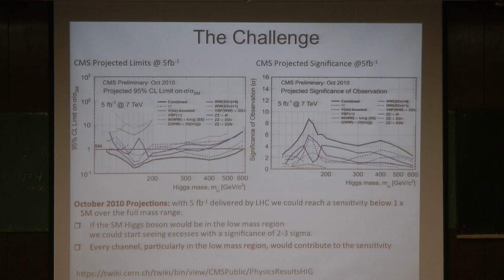Okay, from last year, the experimental challenge that we had, both for ATLAS and CMS, was to use all the channels and have a projection for what would happen with 5 inverse femtobarn at 7 TeV. We did this when the machine was projecting that we would have 1 inverse femtobarn, but in fact they gave us 5 inverse femtobarn, okay?